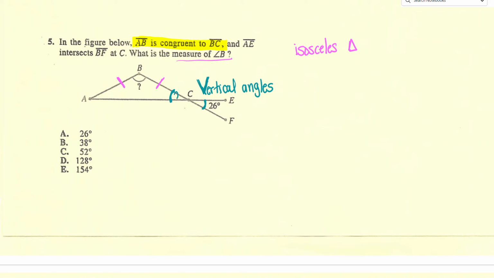So if that's 26, that's 26. But because it's an isosceles triangle, if this side's 26, the other side is 26. Knowing what else we know about triangles is that there's 180 degrees total inside there. So 180 degrees total, take off that 26, take off that 26, is going to leave me with 128 degrees for that angle at the top, which is what they want us to find. All right, let's take a look at the next one.